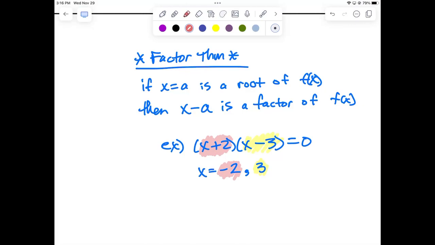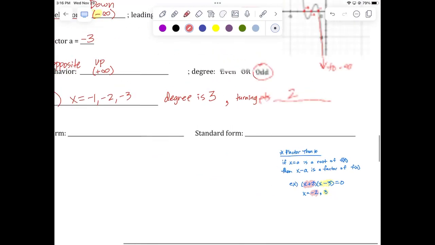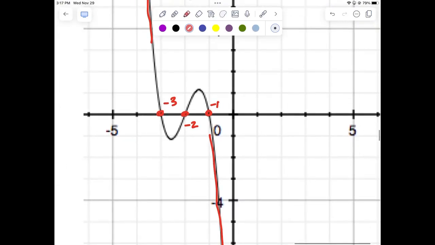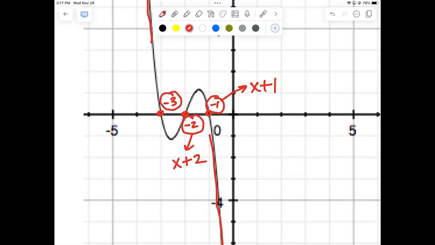It works both ways. If you know a root, you know a factor. If you know a factor, you know a root. So let's go ahead and see if we can write the 3 different factors that come from these 3 roots. If -1 is the root, what's the corresponding factor? X minus -1, which becomes x plus 1. If -2 is the root, what's the corresponding factor? X minus -2, which becomes x plus 2. And if -3 is a root, what's the corresponding factor? X plus 3.